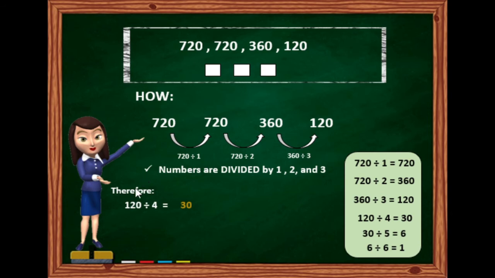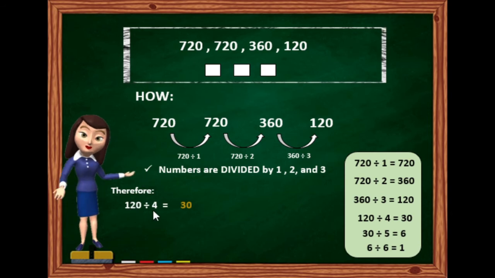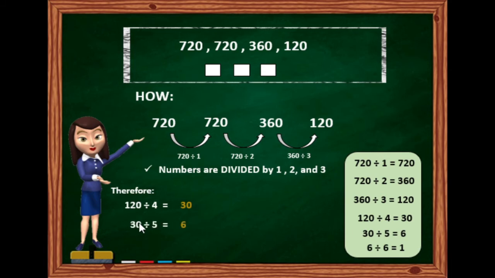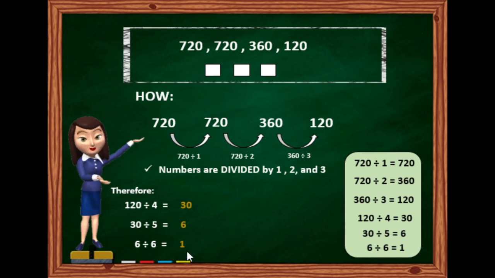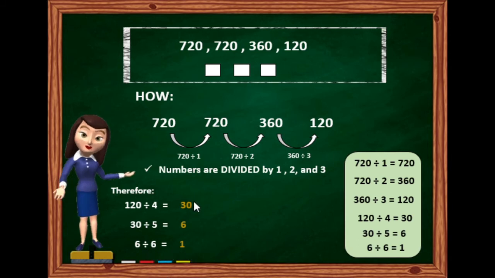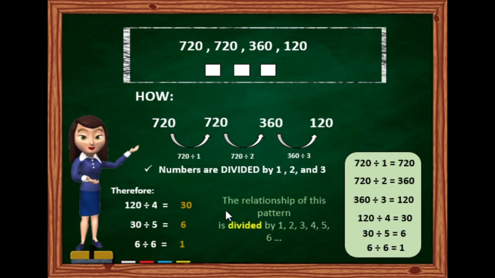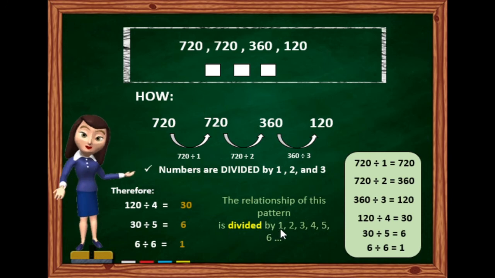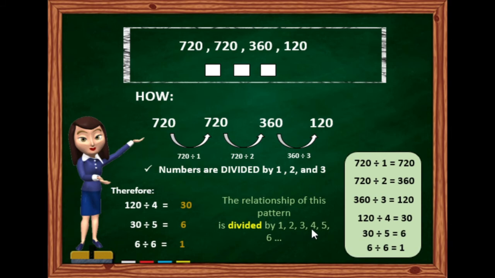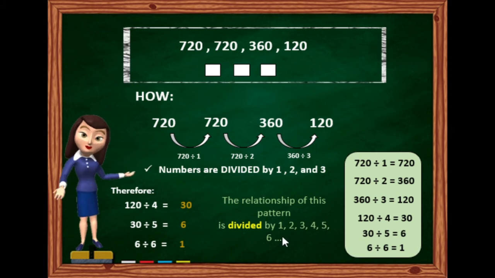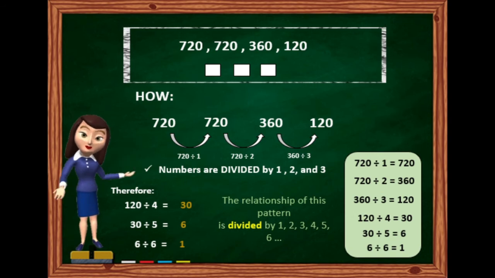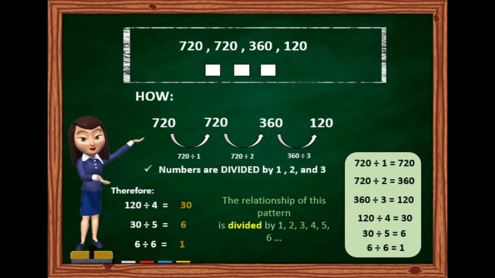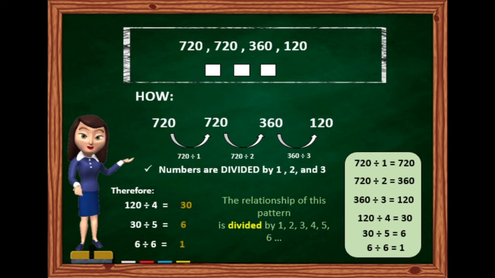Therefore, the next 3 digits are as follows. 120 divided by 4 equals 30. 30 divided by 5 equals 6. And 6 divided by 6 equals 1. The next 3 digits are 30, 6, and 1. The relationship of this pattern is divided by 1, 2, 3, 4, 5, 6, so on and so forth. That is how you are going to get and identify patterns of numbers.